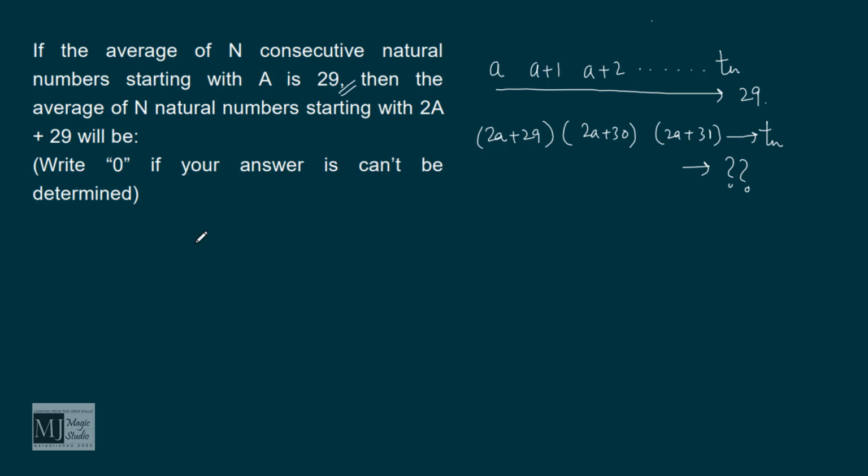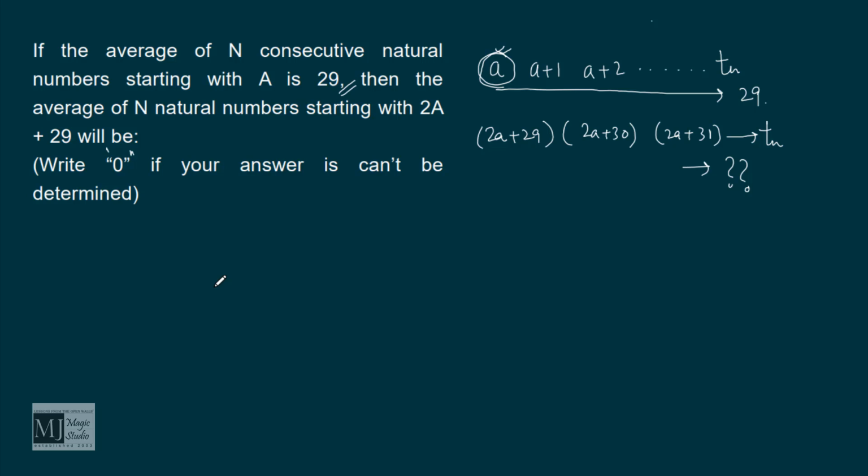See, I have seen people answering 0 to it because they often ask me, sir, what is the value of A? We don't have A. How can we determine that? We can determine the sum of these numbers. There are n numbers, so the sum of these numbers would be 29n. But we don't have this first initial value a with us.